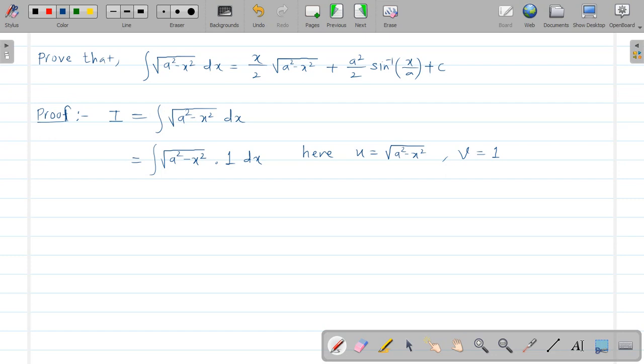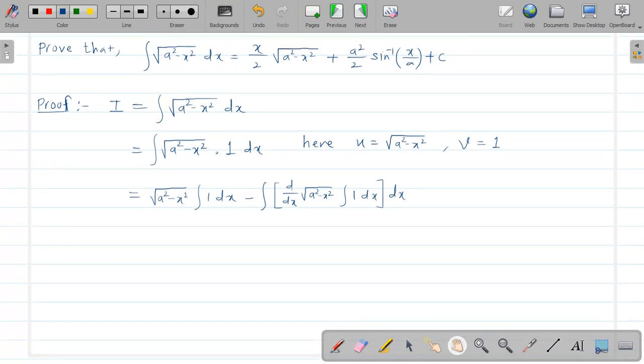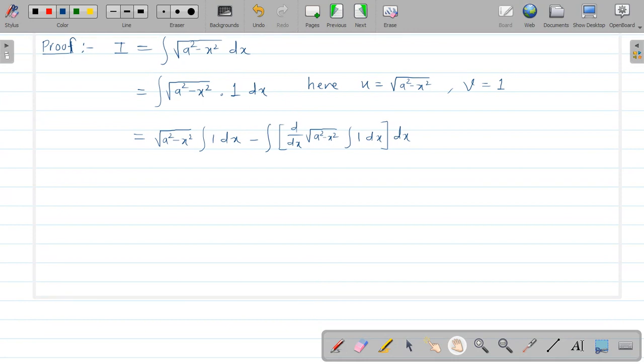Okay, so that's why I have kept the order as root of a square minus x square into 1 dx, where u is root of a square minus x square and v is equal to 1. Now just you apply the rule here. So first function, that is root of a square minus x square as it is, into integration of 1 dx minus integration into bracket. Now we have to take the derivative of root of a square minus x square into integration of 1 dx. Okay, see here carefully, just by applying the rule.